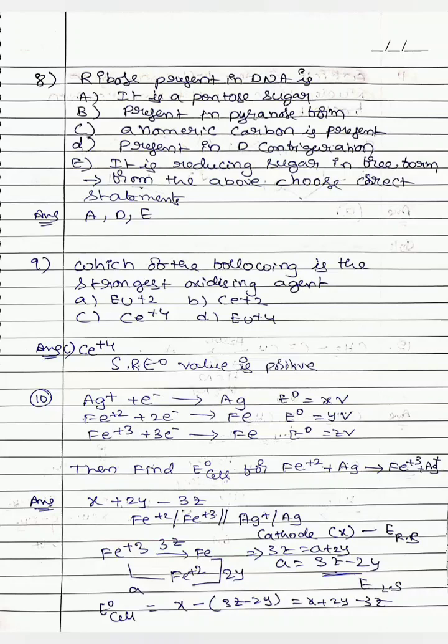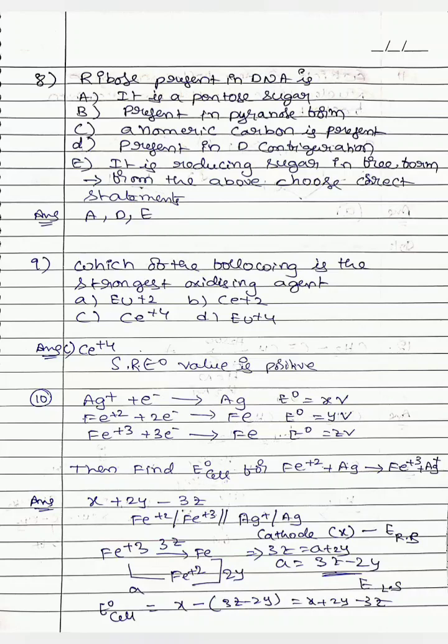Next one, ribose present in DNA is. They have given 5 statements and are asking us to choose the correct statements. Here the correct statements are: it is a pentose sugar, it has the D configuration, and it is a reducing sugar in free form. These 3 are the correct statements. So you can choose the option with the statements A, D, E.